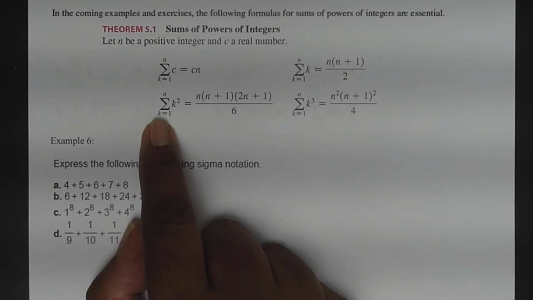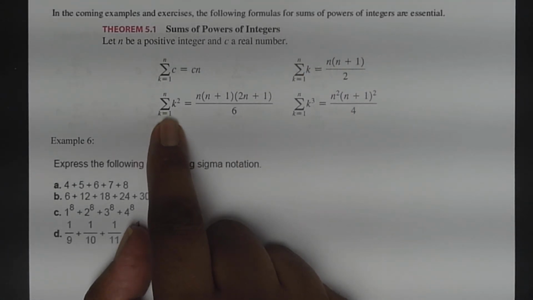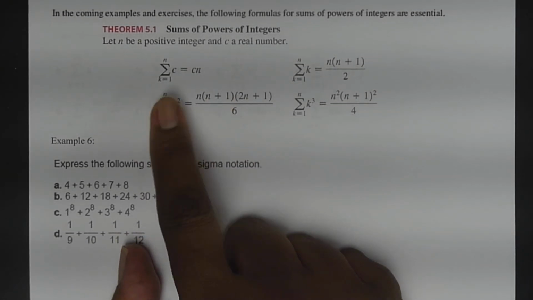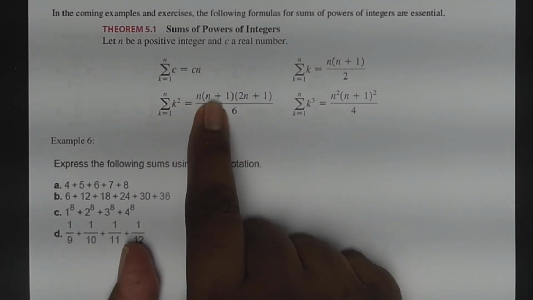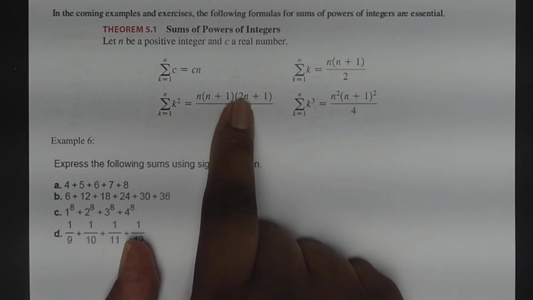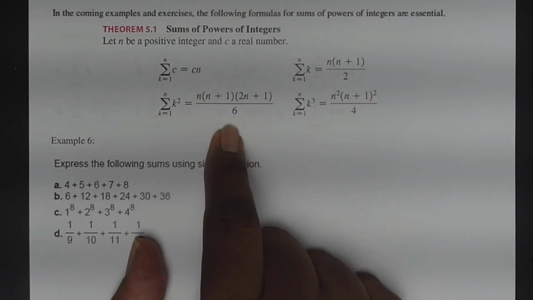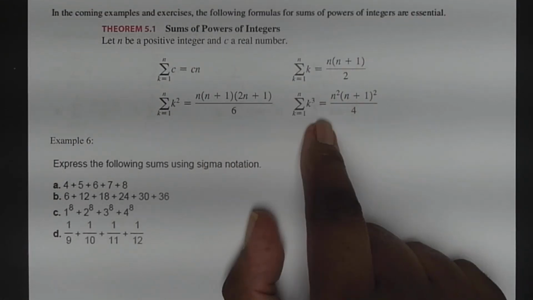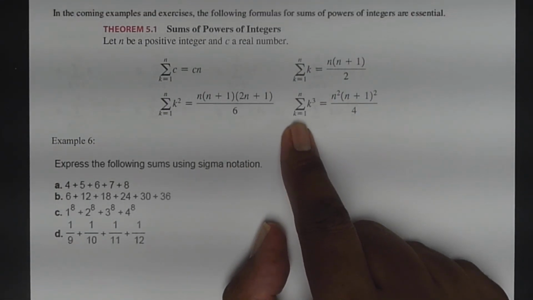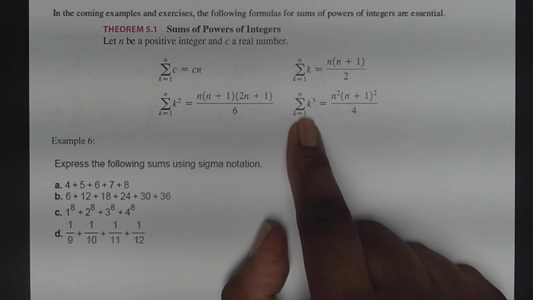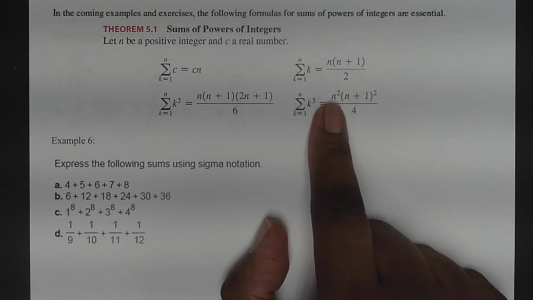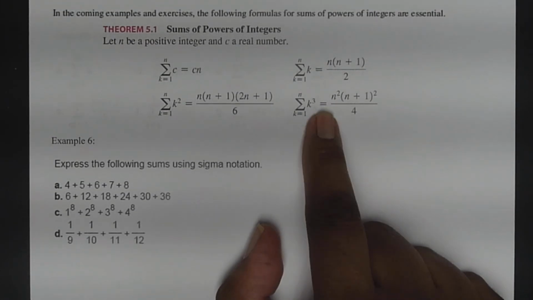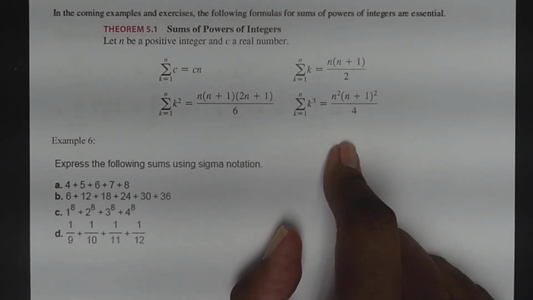And then for the summation from k equal 1 to n of k squared, it would be this expression. n times n plus 1 times 2n plus 1, all that's divided by 6. And then finally, the summation from k equal 1 to n of k to the third would be this: n squared times the quantity n plus 1 squared, all divided by 4.